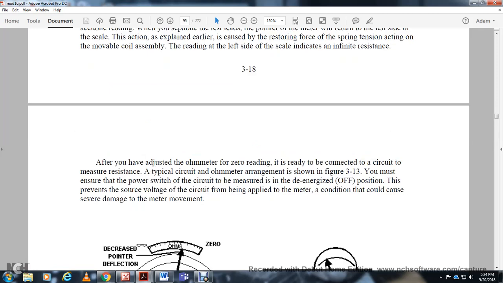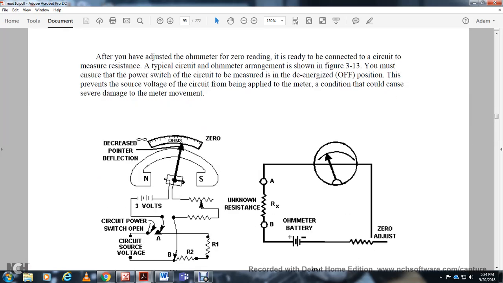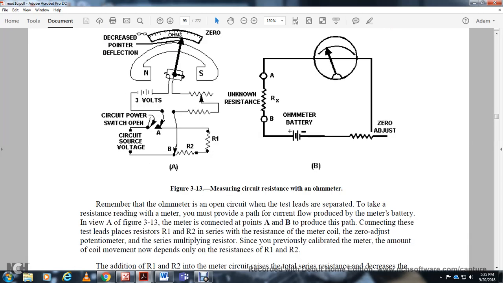After you adjust the ammeter to the zero reading, it is ready to connect to the circuit to measure the resistance. Take the type of circuit with the ammeter arrangement shown in figure 3-13. Turn the power switch of the circuit being measured to the de-energized, off position. This prevents the source voltage of the circuit from being applied to the meter, a condition that can cause severe damage to the meter. With the switch open, the current flows from the 3 volt battery through the unknown resistor, with the zero adjustment.